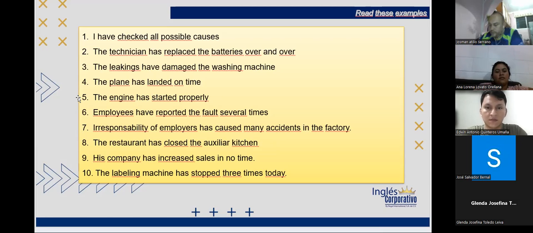The engine has started properly. The engine, a ver, digámoslo, Wilbur.